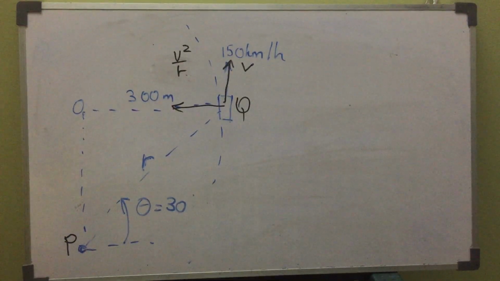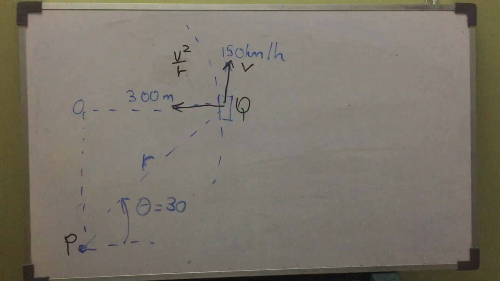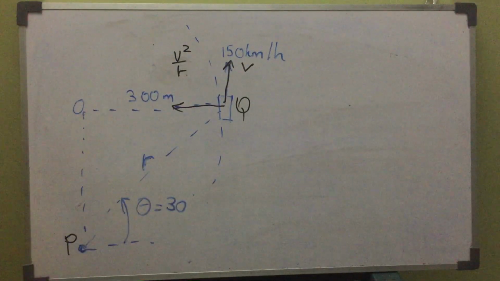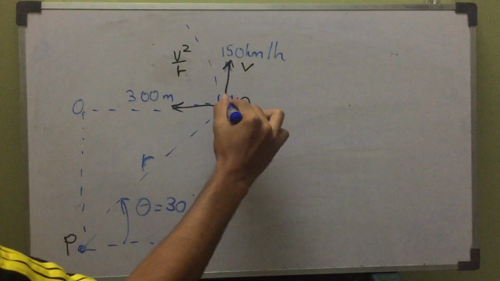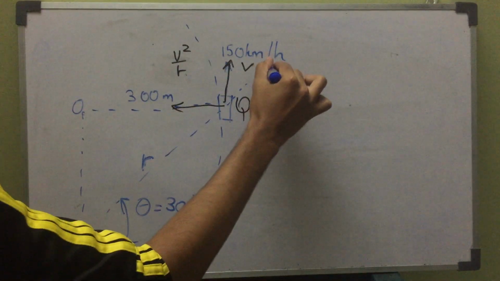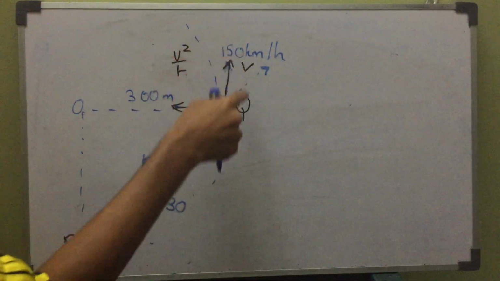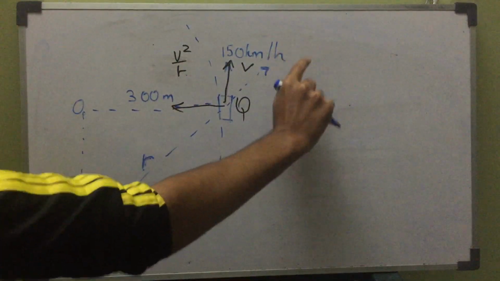It's similar to the first question we did in this kinematics of particle. So we need to find the velocity and the acceleration in this direction. So we need to find the components of this in the radial direction. That's the main idea. So the velocity of the car in the radial direction from the PQ. Why are we finding that?